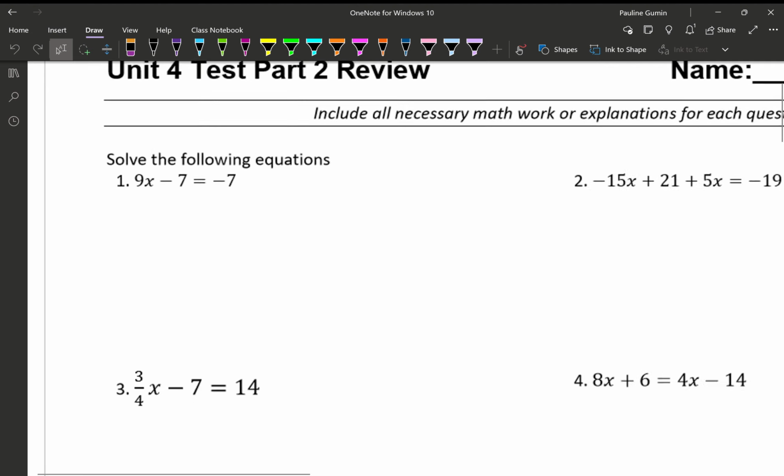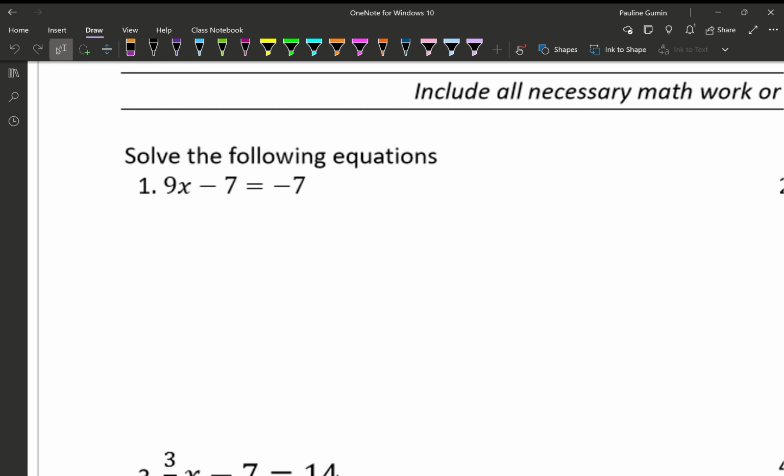Let's start by solving the equation of number 1. I'm going to begin by drawing a line down the middle of the equal sign. Now, my goal is to get x by itself. So the very first thing I'm going to do is add 7 to both sides.